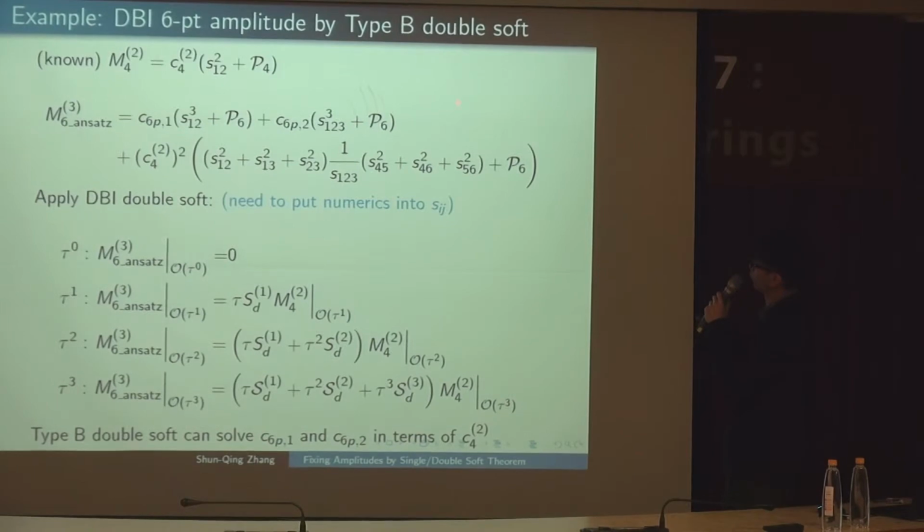And of course, I can also use the double soft to fix the amplitude. This one is a DBI amplitude. Again, I just generate some random numerics, and here I have to rescale 2 of the external legs. And here I'm using a type B DBI soft theorem, so I have to rescale them by the same tau. Then again, I just collect each term, and then I get the linear relations between these coefficients, and I just solve them to fix these 2 coefficients.